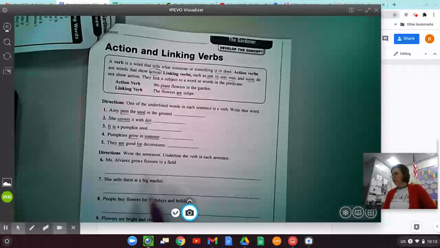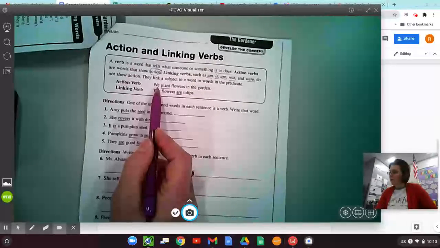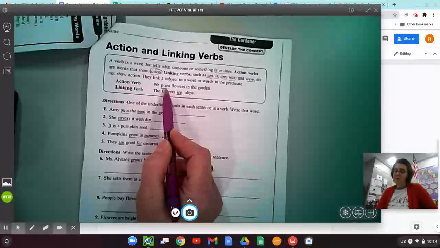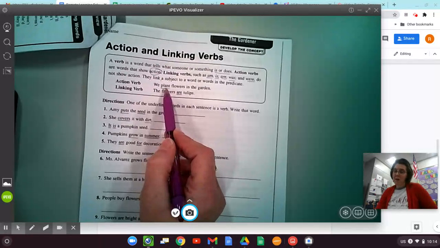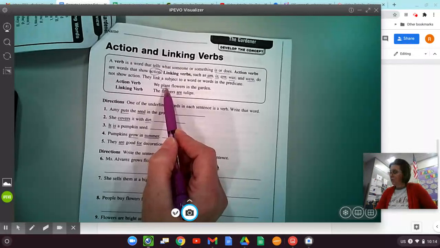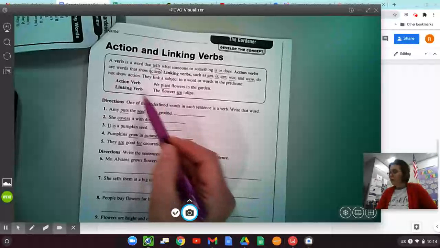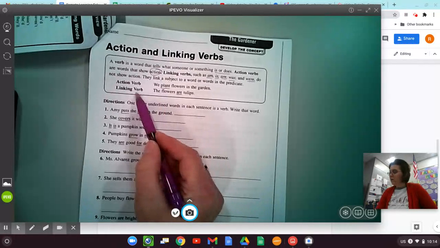Okay, so action verbs. Here's an action verb. We plant flowers in the garden. What did they do? They planted. Now that word, you have to read the sentence because plant can be a noun as well, but here it's used as a verb. Just like in the story The Gardener, she did a lot of planting. She planted flowers. So what did they do? They planted.